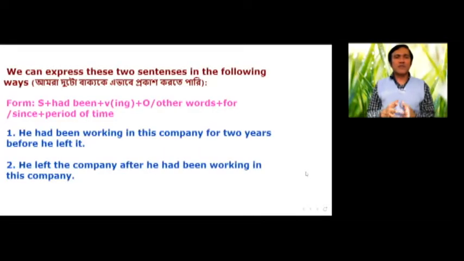We can express these two sentences in the following ways. To write these two sentences, let's have a look on the form. Subject plus had been plus verb ing plus object or other words plus for, since plus period of time. He had been working in this company for 2 years before he left it. He left the company after he had been working in this company.